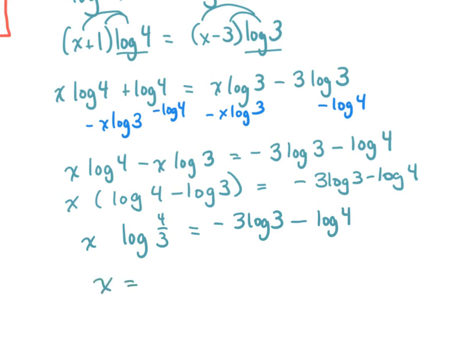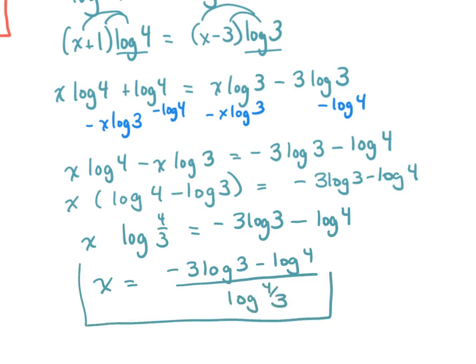So x is going to equal negative 3 log 3 minus log 4 divided by log of 4/3. And this is a fine answer. But obviously not a nice, easy answer like when the base is matched. It's obviously something much more sinister.